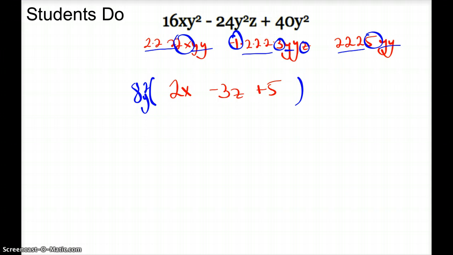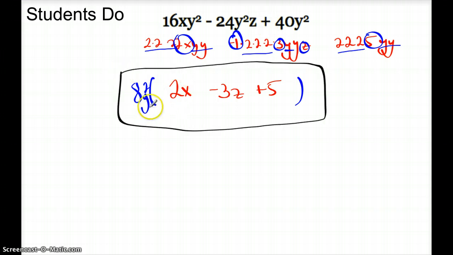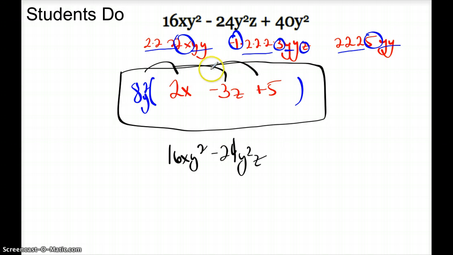Okay, that's our answer. I'm going to multiply to check to make sure that works. 8 times 2 is 16 x, y squared. 8 times 3 is -24 y squared z. And 8 times 5 is going to be +40 y squared. There you go. And it matches.